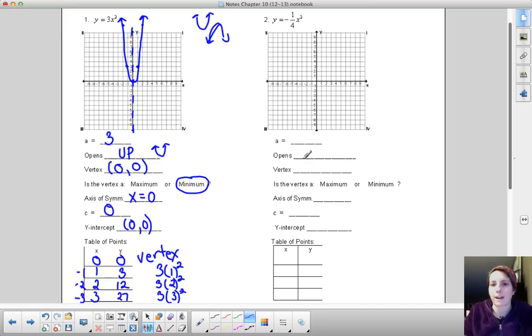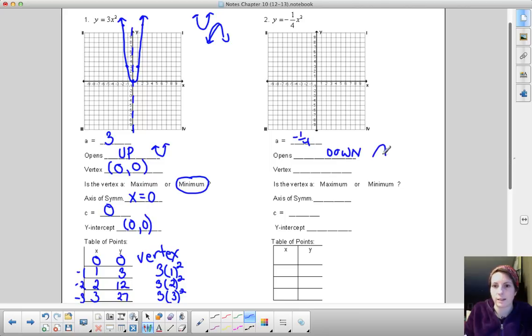All right, let's practice with number 2. I think you can fill in a lot of this, so I'm not going to talk as much through it. y equals negative 1/4 x squared. The leading coefficient is the A, so negative 1/4. Because A is negative, it's going to open down.